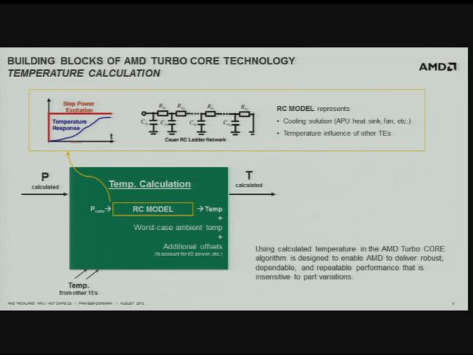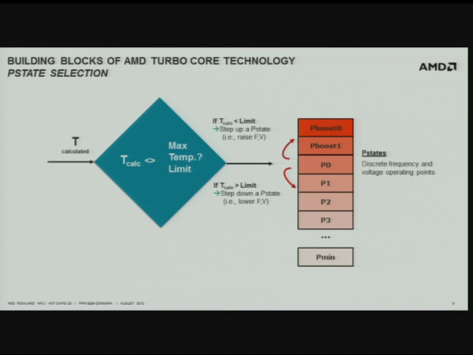So why do we use calculated temperature? Calculated temperature allows us to deliver robust, dependable, and repeatable performance, which is insensitive to part-to-part variations. So we can provide you deterministic performance irrespective of the part-to-part variation for a given SKU. Okay, the final step: given the calculated temperature, you compare that against the maximum temperature limit. If the calculated temperature is below the limit, you can raise the so-called P state, which is nothing but a discrete frequency and voltage combination. And if the temperature is above the limit, you drop the P state.